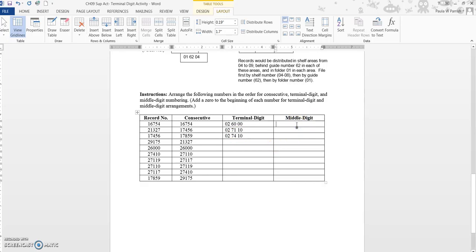Alright, so now we're going to work with the middle digits. So we're just going to look at the digits that's in the middle. So this would be the second and third numbers here. Okay, there's a 13. 13 looks like the lowest number. So we're going to put 0, 2, 13, 27. So that's our middle digit starting from lowest to highest.